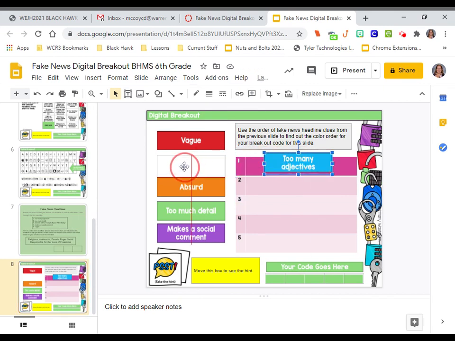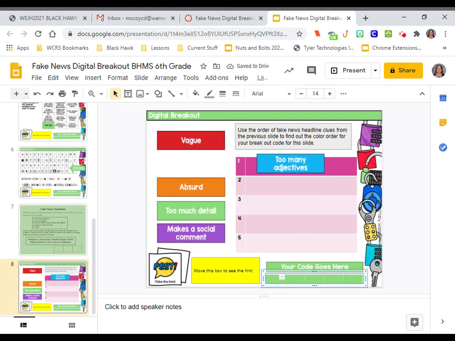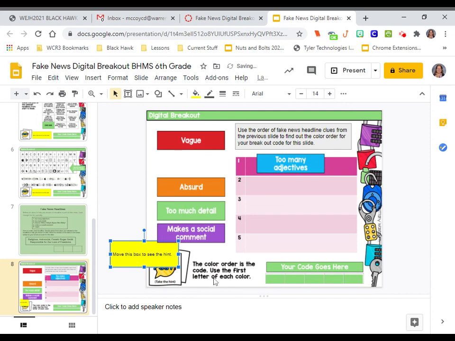Now, what is your code for down here? You're going to use the order of fake news headline clues from the previous slide to find out the color order for your breakout code of this slide. What's going to happen, since this was first and it's blue, then your first letter is going to be B. And I think that's what it says under here. Yeah, the color order is the code. Use the first letter of each color. So that's how that one works.